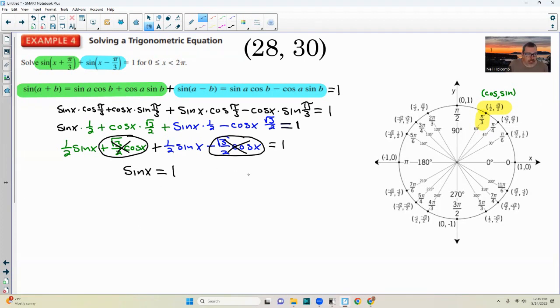So in the interval that we're talking about, the unit circle, where is sine 1? Well, it's right here. Over 0, up 1. So therefore, x equals pi over 2. Okay, and that is how you solve a trigonometric equation. So now try exercises 28 and 30.